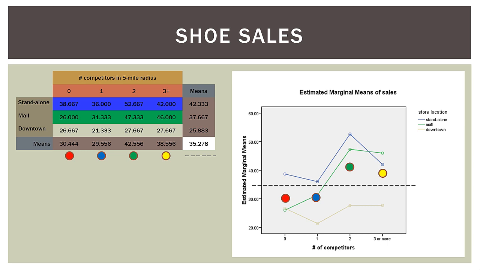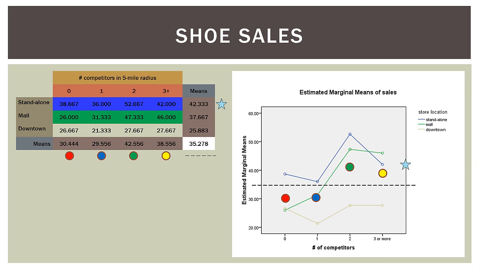So 30.44, 29.556, 42.556, and 38.556. So red, blue, green, and yellow. Now, let's do the same for our rows. So we'll give the standalone stores a light blue star. So let's go ahead and put that mean there.